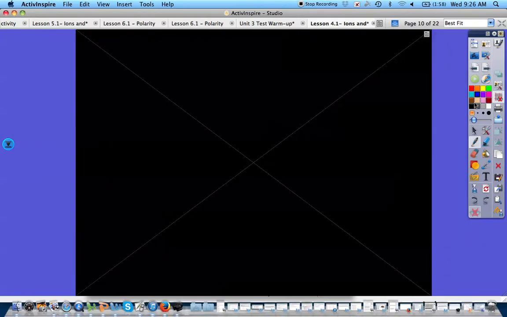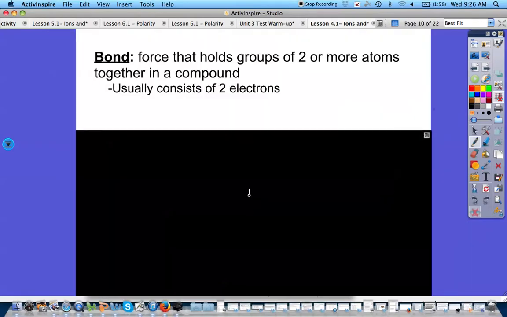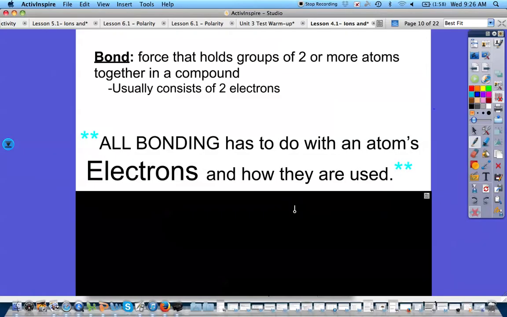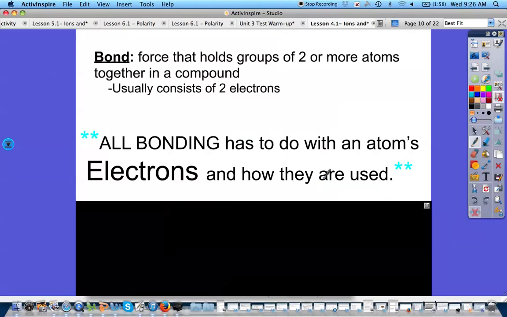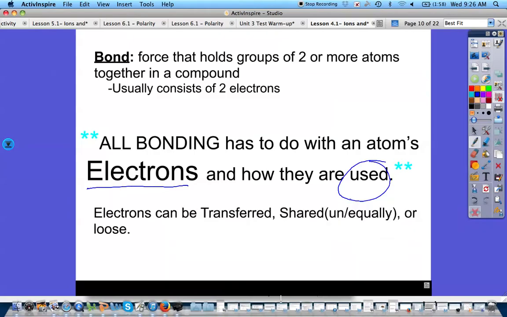A bond is defined as a force that holds groups of 2 or more atoms together in a compound. This usually consists of 2 electrons. All bonding has to do with the atom's electrons and how those electrons are being used. So electrons can be used by either being transferred, shared unequally and equally, or they can be loose between atoms.